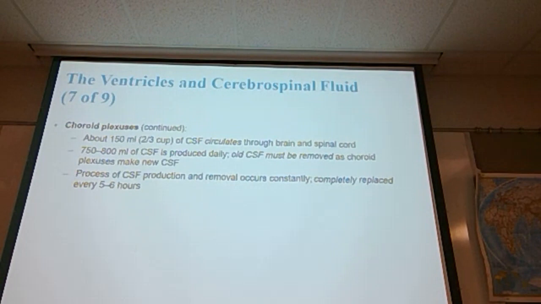The choroid plexuses hold about 150 milliliters of cerebrospinal fluid, which circulates through the brain and spinal cord. You have about 750 to 800 milliliters of that stuff produced every day. The old CSF must be removed as the choroid plexuses make new cerebrospinal fluid.